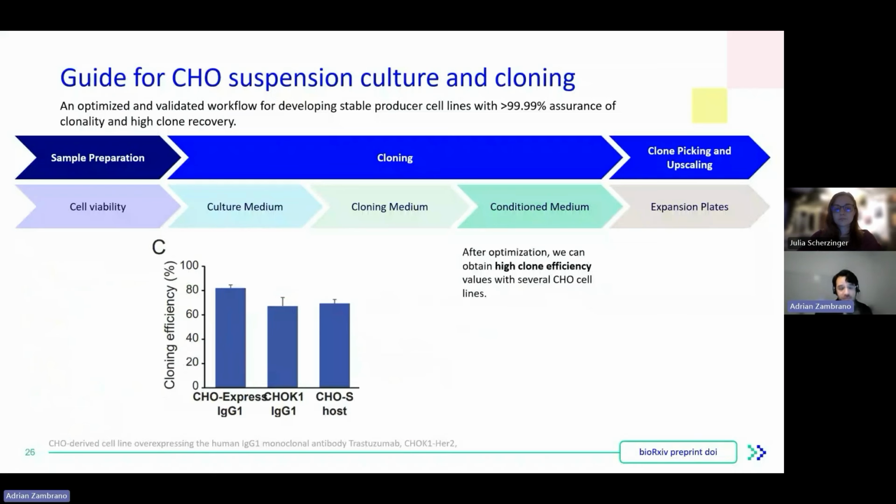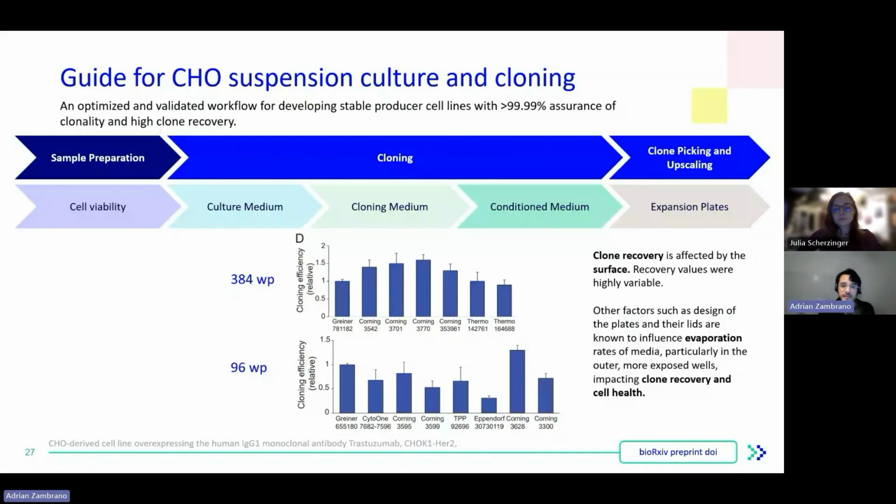What we did as well was to take this similar protocol and just try it on different cell lines, right? And we were able to optimize cell culture conditions for several suspension cell lines. In this case, they were all CHO derived cell lines. You can see here they were all CHO express, CHO K1, CHO S, and of course we believe this would be the way to optimize your culture conditions.